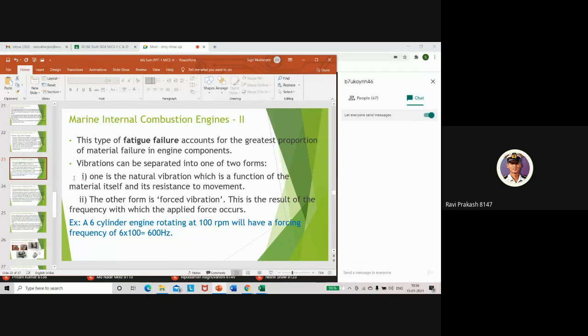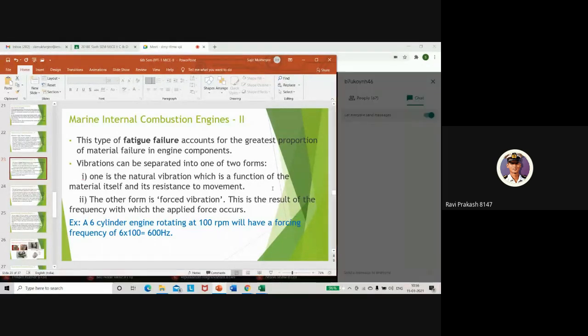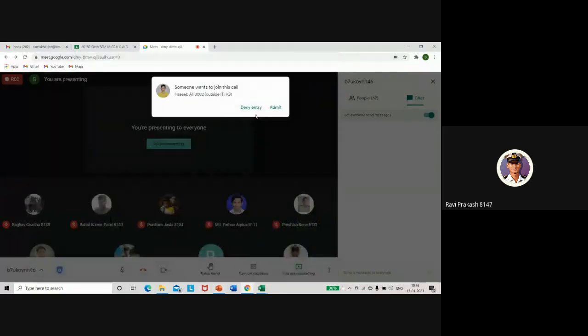Vibrations can be separated into one of two forms. One is the natural frequency, which is a function of the material itself and its resistance to movement. If I push it, it does not want to move, but I make it move. And then it comes back to its normal position. In coming back to its position, because it has some mass, it will tend to have back and forth movement. This back and forth movement is translated as vibration.